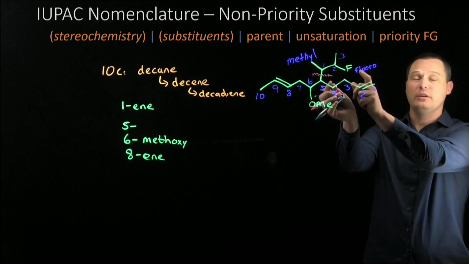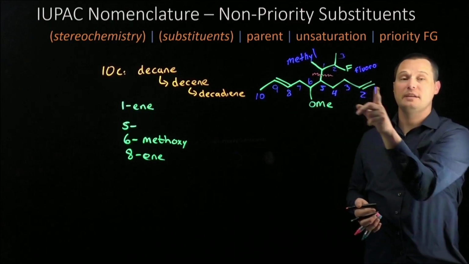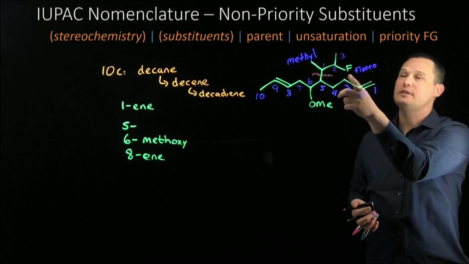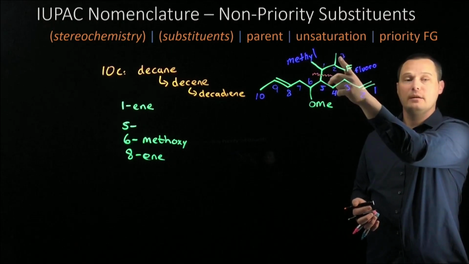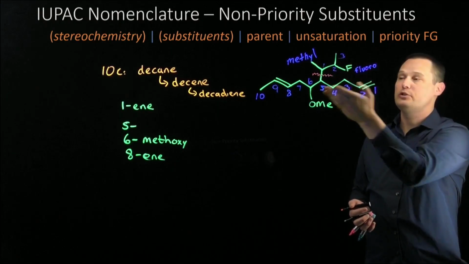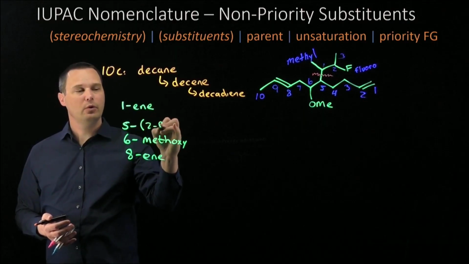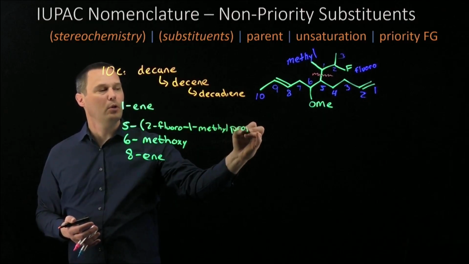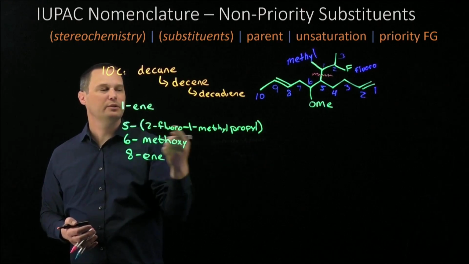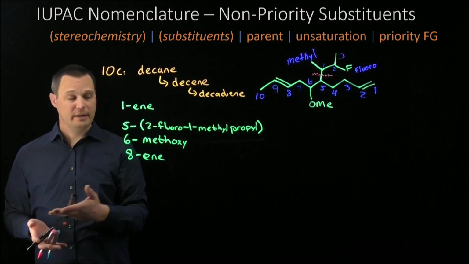But the little mini-molecule is not a mini-molecule, it's attached as a substituent on a longer chain. So instead of 2-fluoro-1-methyl propane, we change the A and E to a YL to show that it's a substituent on a longer parent hydrocarbon. And it becomes 2-fluoro-1-methyl propyl. And the whole complex substituent gets wrapped in a pair of parentheses. We're now ready to name the molecule.